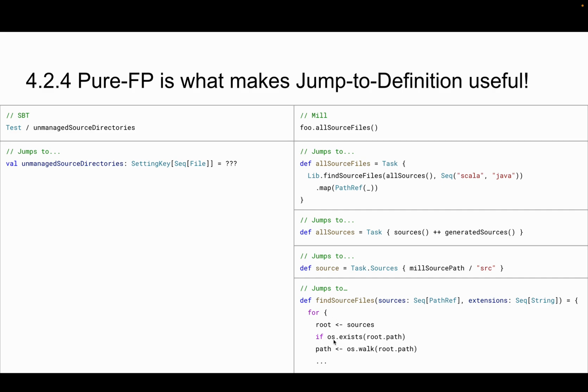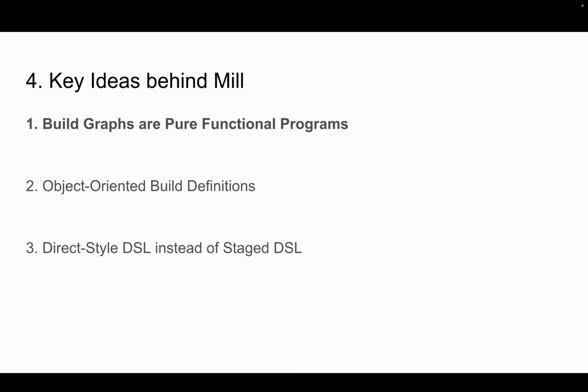And the fact that Mill works with pure functions is what makes IDE support really useful. Whereas, for example, in big Java projects, you jump to global variables, it tells you nothing. In Scala pure functional projects, you jump to definitions, it always tells you what the value is being computed from, and that's what makes it very valuable. So that's the first idea, build graphs are pure functions.